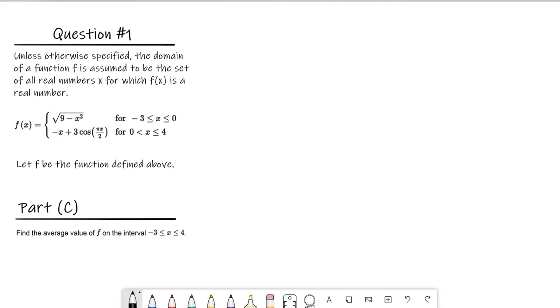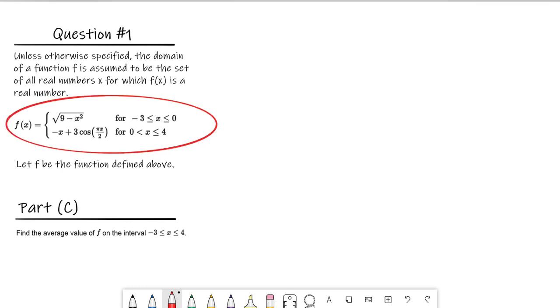Okay, so this is question number 1, part C. It says, unless otherwise specified, the domain of the function f is assumed to be the set of all real numbers x for which f of x is a real number. And we see we have the definition of f of x here. It is a piecewise function. It says let f be the function defined above. And in part C, it says find the average value of f on the interval from -3 to 4.